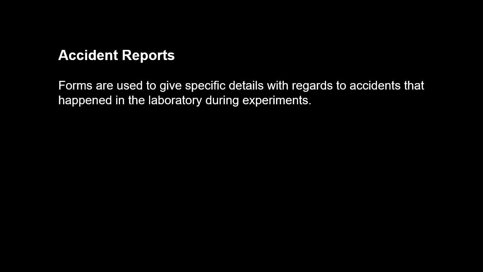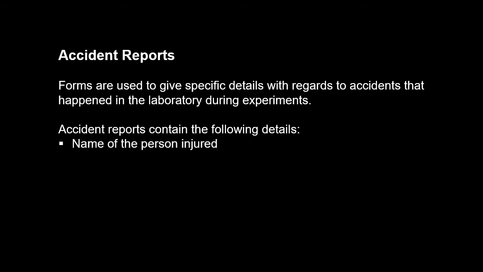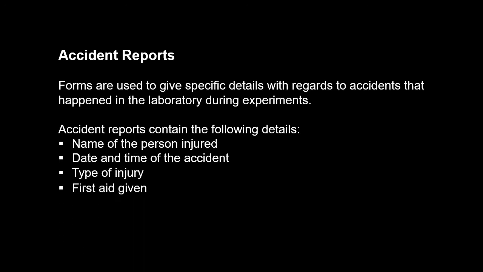So how do we report it? We have the accident report forms. They are used to give specific details with regards to accidents that happened in the laboratory during experiments. So what are the details that you need to put in the accident report form? The name of the person injured, date and time, the type of injury, first aid given, and action taken to prevent further accidents.